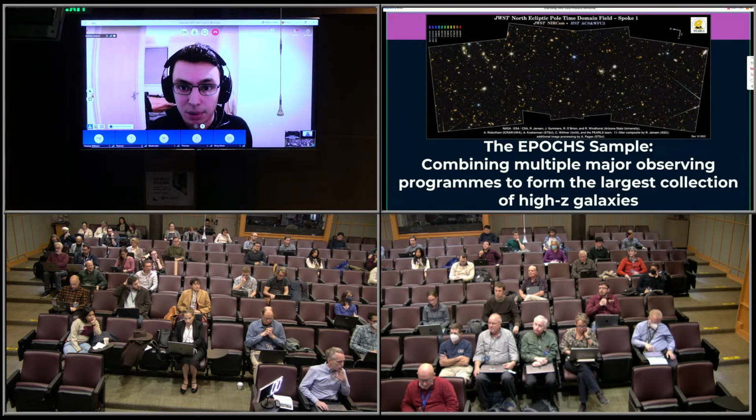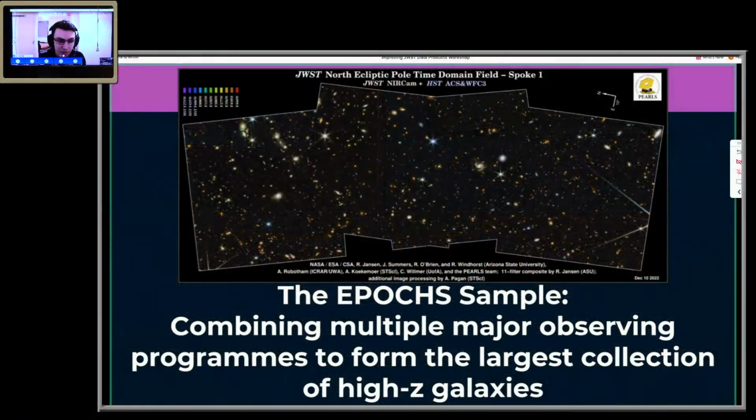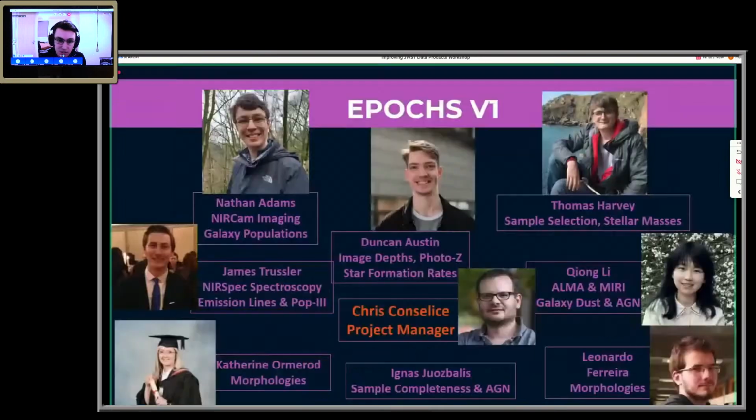This is the North Ecliptic Pole from the PEARLS survey, or at least a quarter of the original field. I'm part of the PEARLS GTO team, so there may be a little bit of PEARLS bias if I show some images. But this project is not just me. It's a group of people, mostly at the University of Manchester, and mostly early career researchers: postdocs and PhD students for the most part are conducting this work.